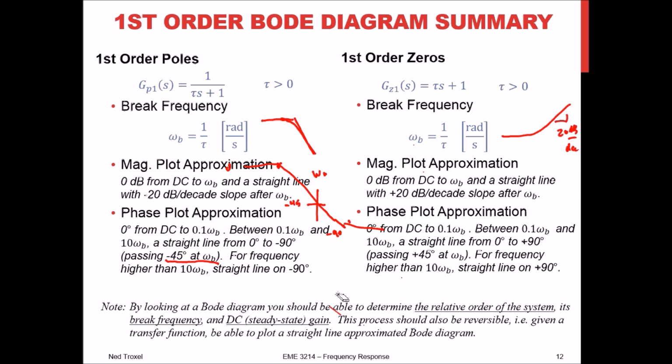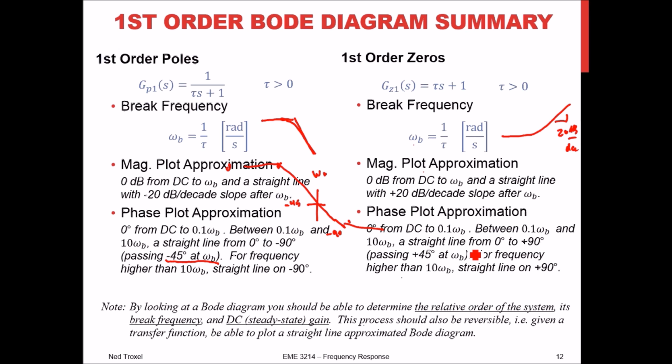So when you see a Bode diagram, because you know that every 0 will add 90 degrees and every pole will subtract 90 degrees, you should be able to look at the phase plot and know: do I have more zeros or more poles? And how many more? If the plot winds up at minus 90, you've got at least one pole more than your zeros.